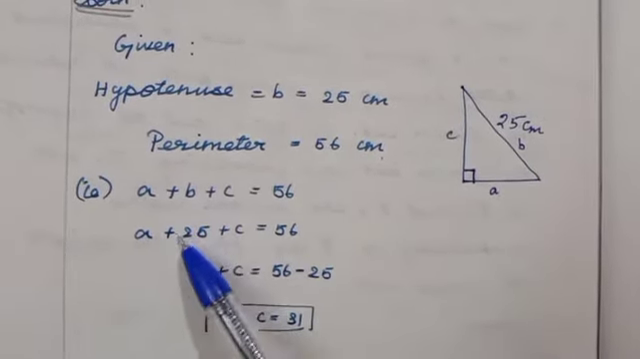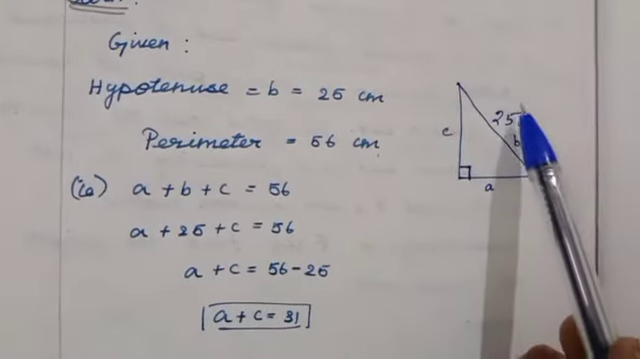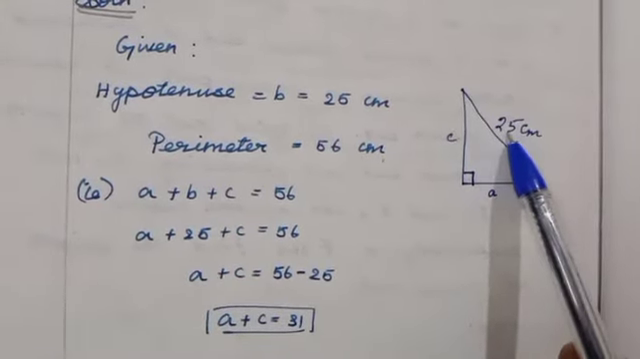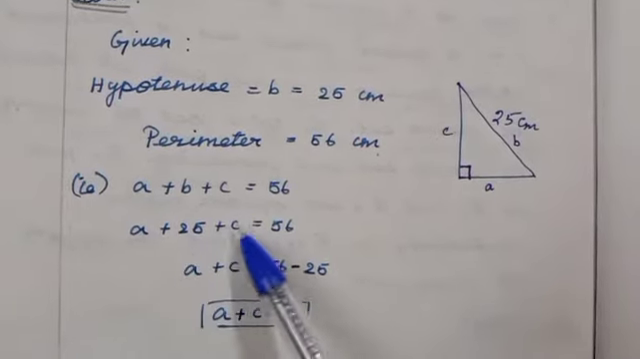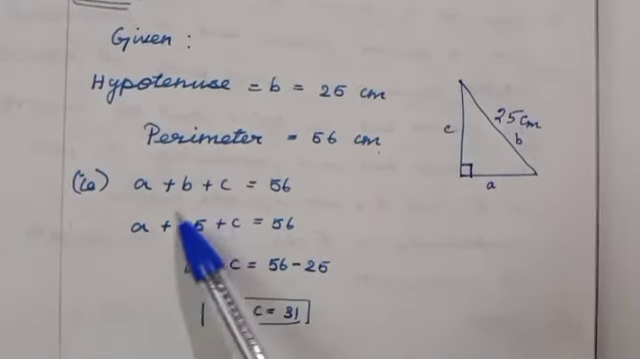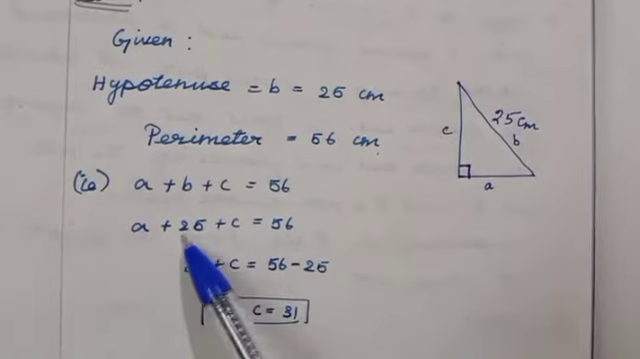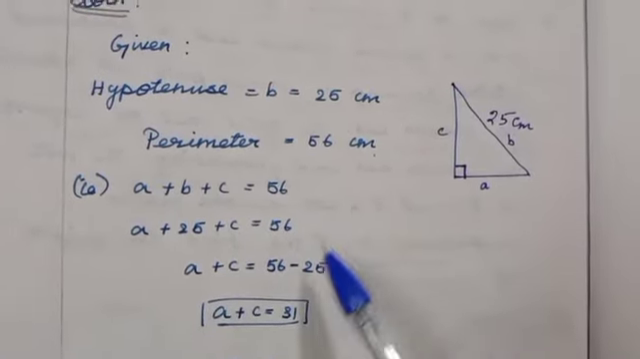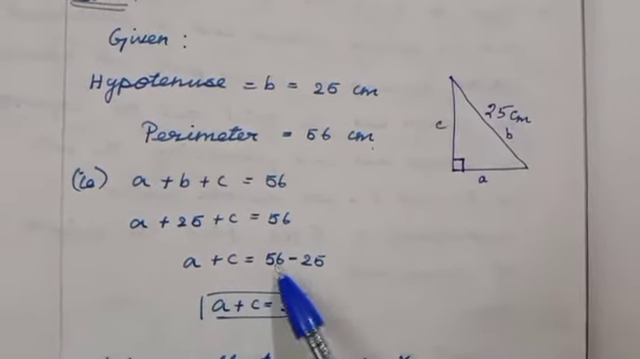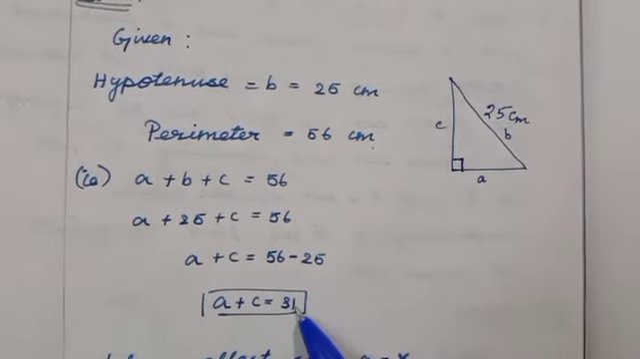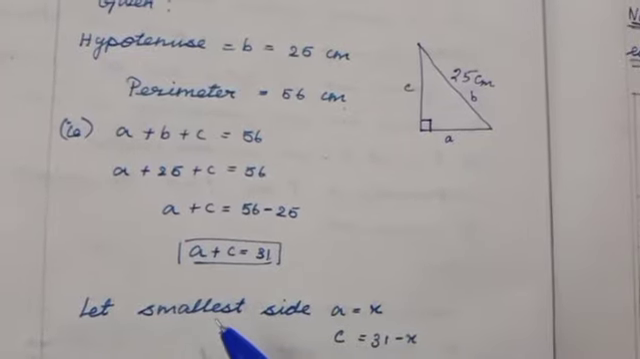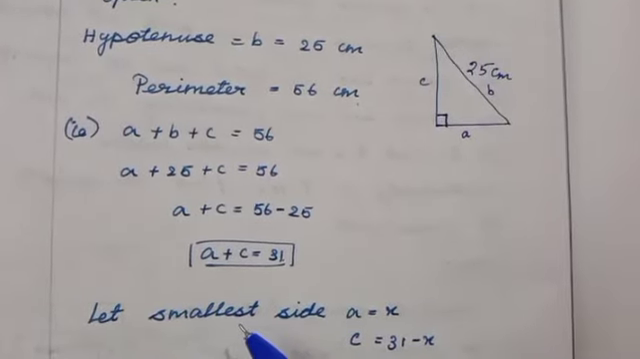A plus this B value, already given in the question itself. So that is A plus 25 plus C is equal to 56. That is A plus C is equal to 56 minus 25. This 25 transfers to the right hand side. Now A plus C is equal to, you subtract these two values, that is 31. Now we have to find the length of the smallest side.